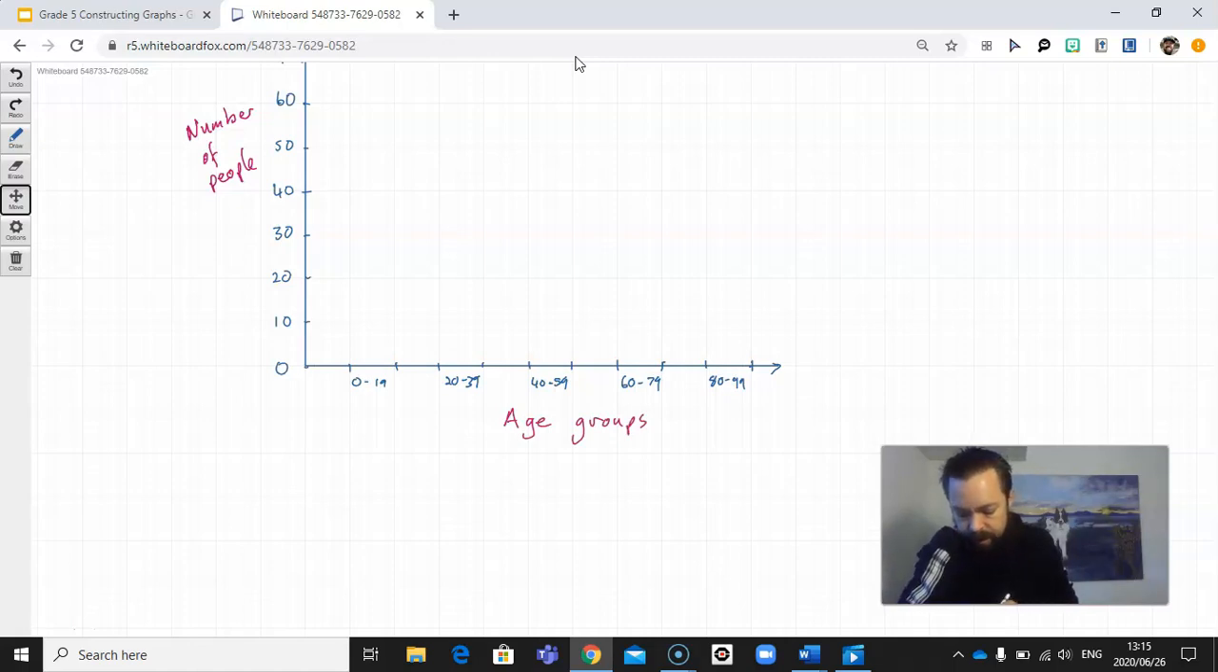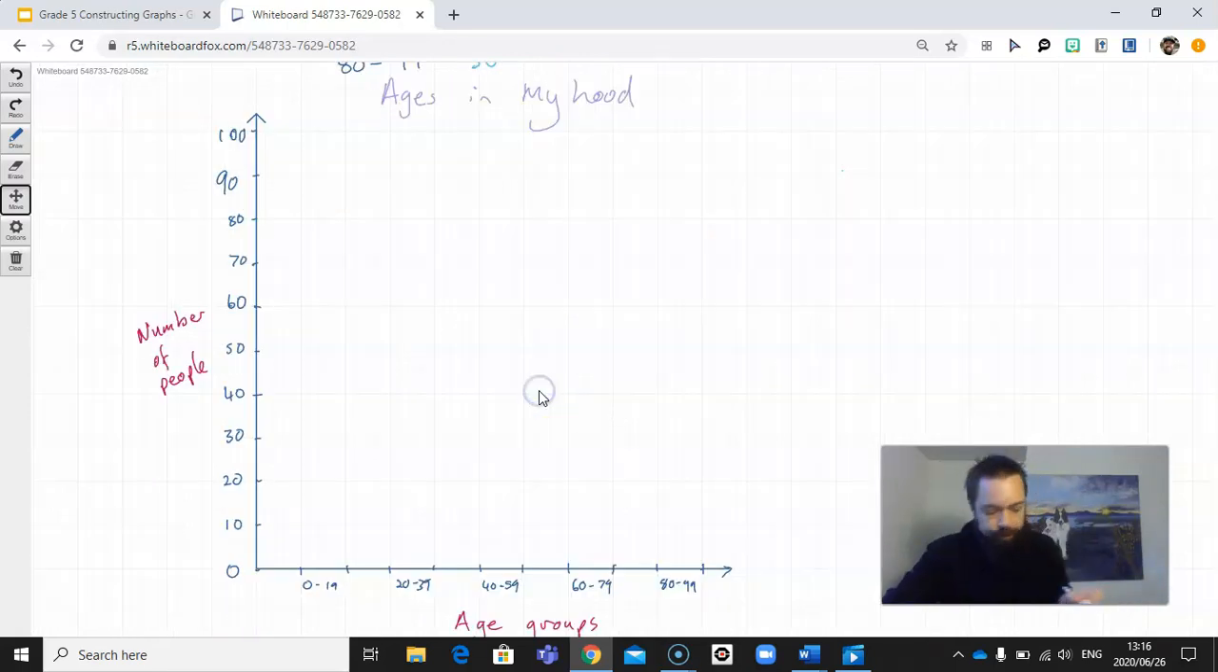I do need a title for my graph. So you could choose what you want it to be. I'm going to call mine ages in my hood. Hood being short for neighborhood. Oh, you can't see that. Ages in my hood. And making sure that we underline it.